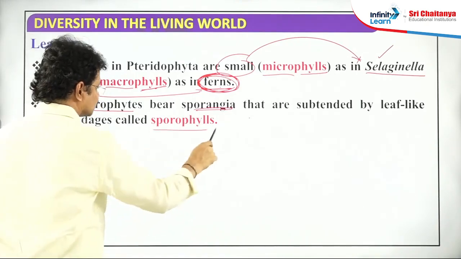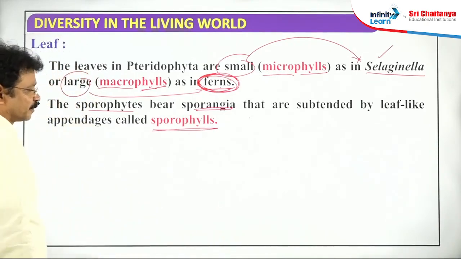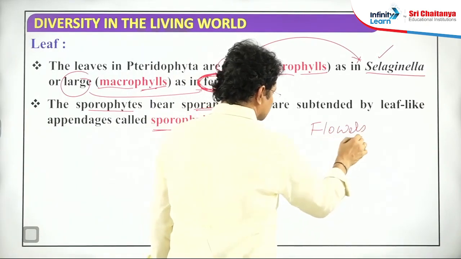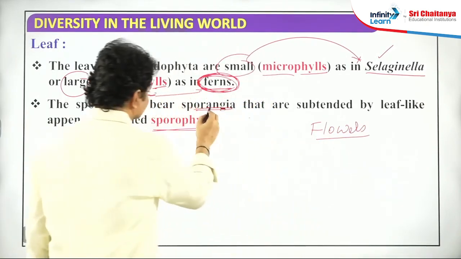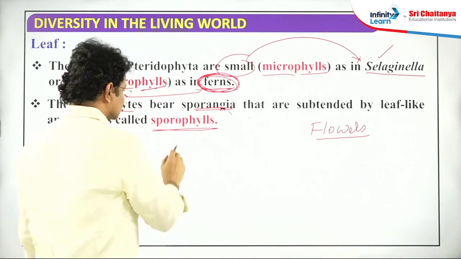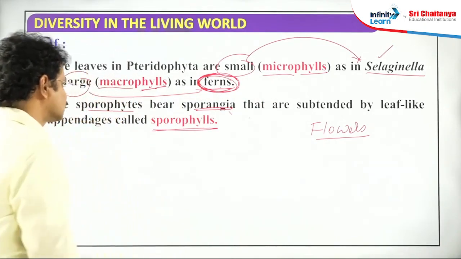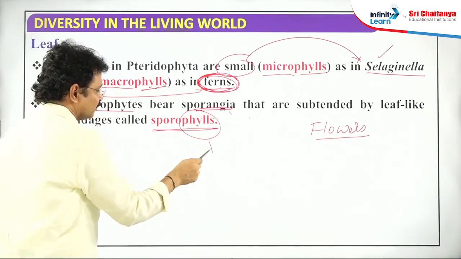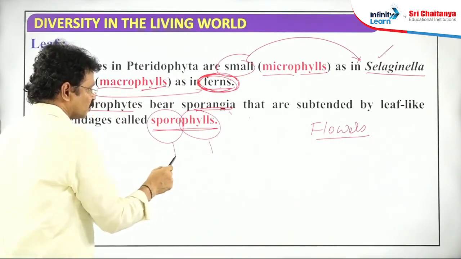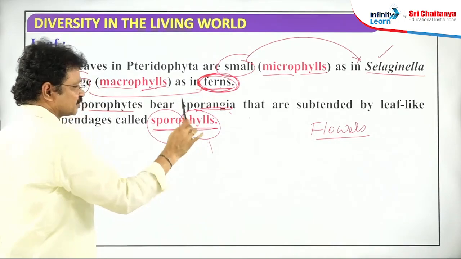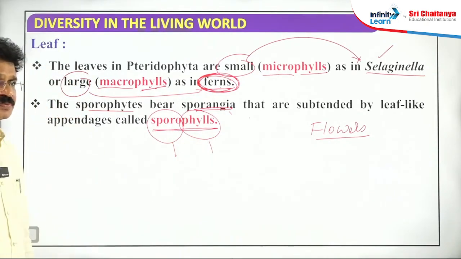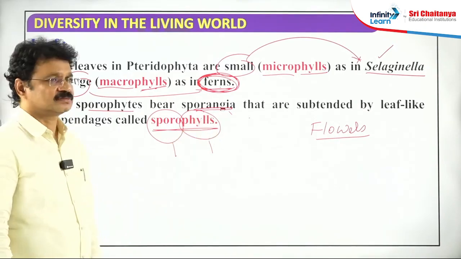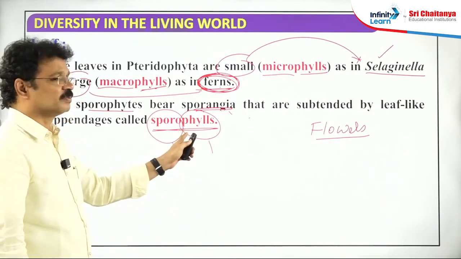Such sporangia producing leaves are called sporophylls. If there are no flowers, to compensate for the absence of flowers, leaves are involved in the production of sporangia. Such sporangia producing leaves are called sporophylls. Phyll means leaf. Spore producing or sporangia bearing leaves are sporophylls. The first sporophyllous plants in this plant kingdom are pteridophytes. These are helpful for sexual reproduction.